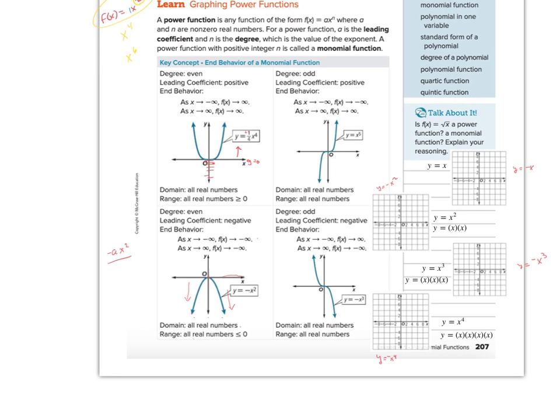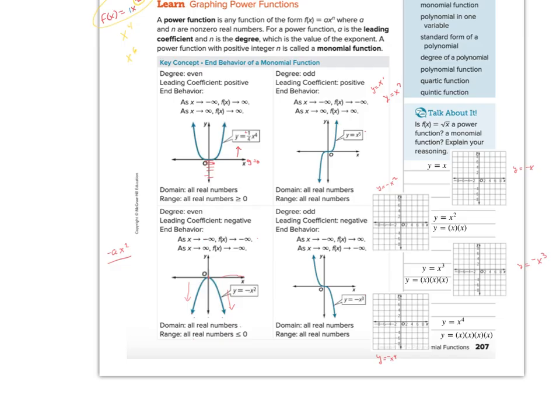For odd functions, so in this case we have x to the 5th, x to the 3rd. That could be actually x to the 1st, y equals x. It could be y equals x to the 7th, and so forth. Any of those odd exponents, we're going to have this general flow, where as x approaches negative infinity, my end behavior, y is going to approach negative infinity. As x approaches positive infinity, going this direction, y is going to approach positive infinity.